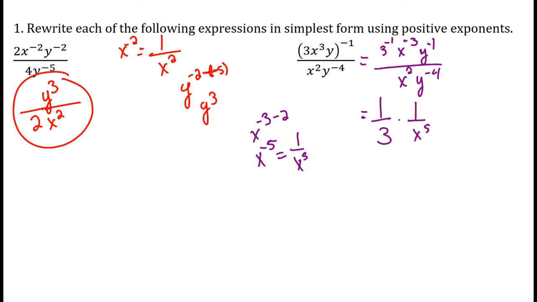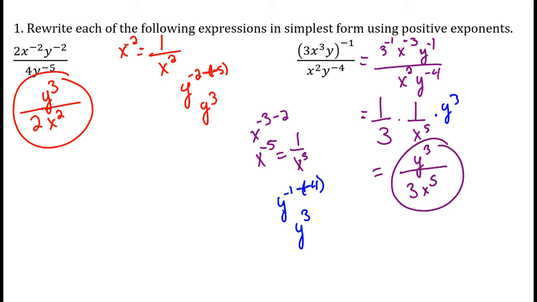Now I need to deal with my y's. Y to the negative 1 divided by y to the negative 4th is y to the negative 1 minus negative 4. Add those together, and I get y to the third. That y to the third is left in the numerator. So my final answer is y to the third over 3x to the 5th. There's only positive exponents there. There's no negative exponents.